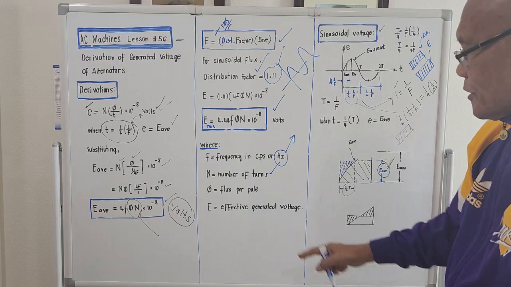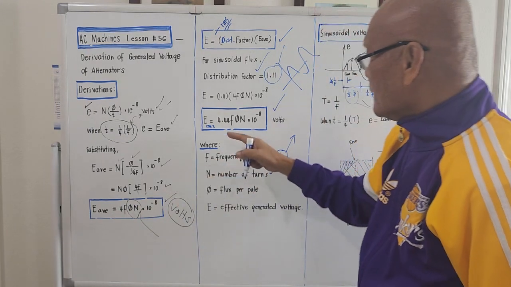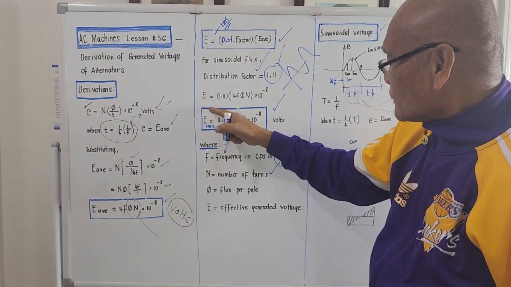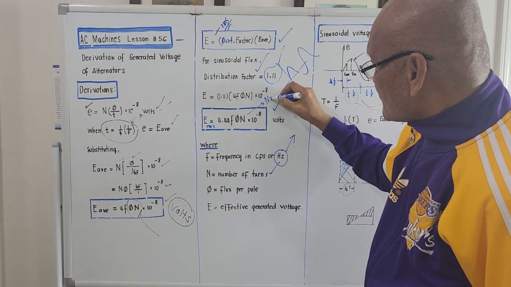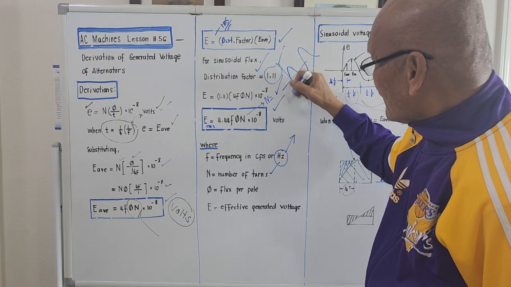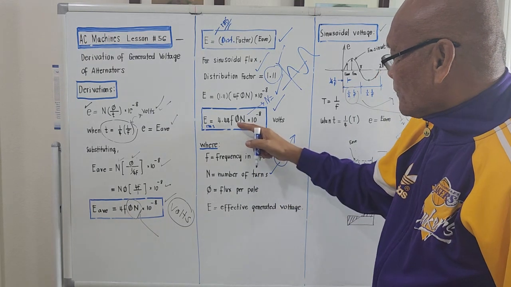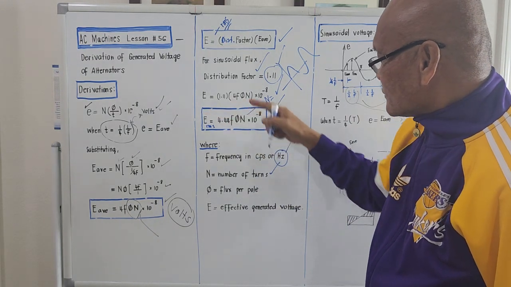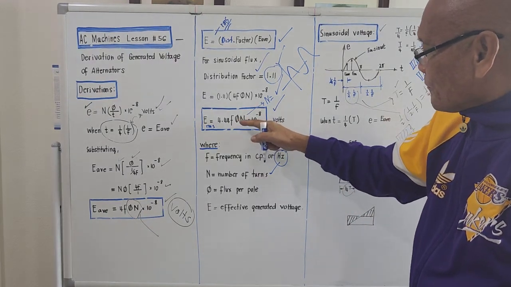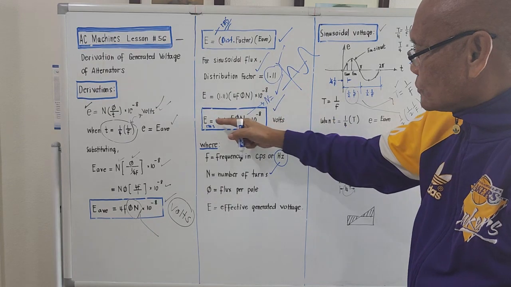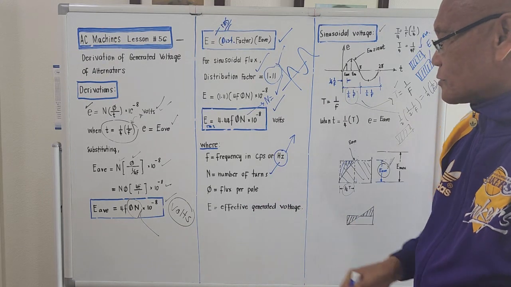Okay? So if you try to see it, this N here is directly proportional to the effective voltage. Meaning to say, if the total number of turns is a large value, we could generate a big voltage. If the flux is big also, we could generate a big voltage. So the main factor here is if we could increase or decrease the flux and the total number of turns, we could generate the desired voltage we would like. That's the science of alternators already.